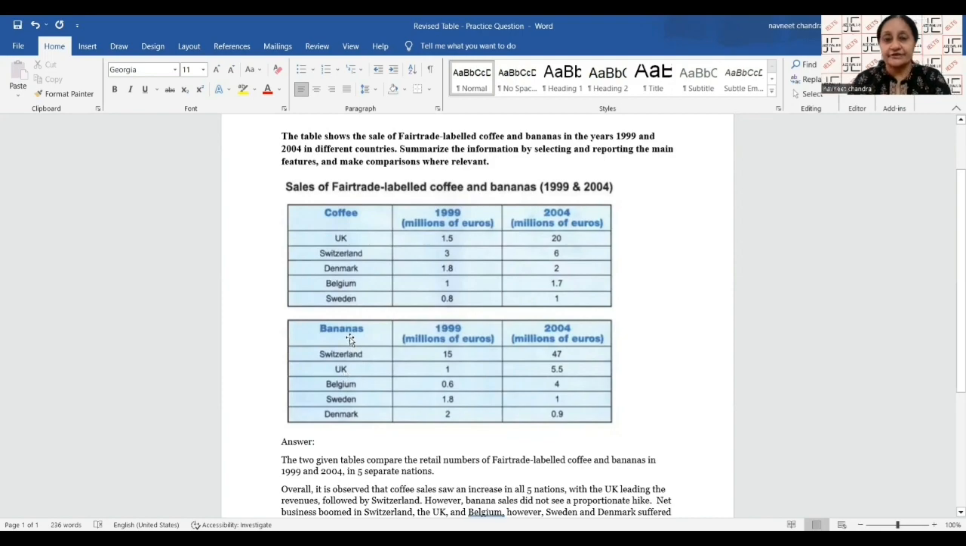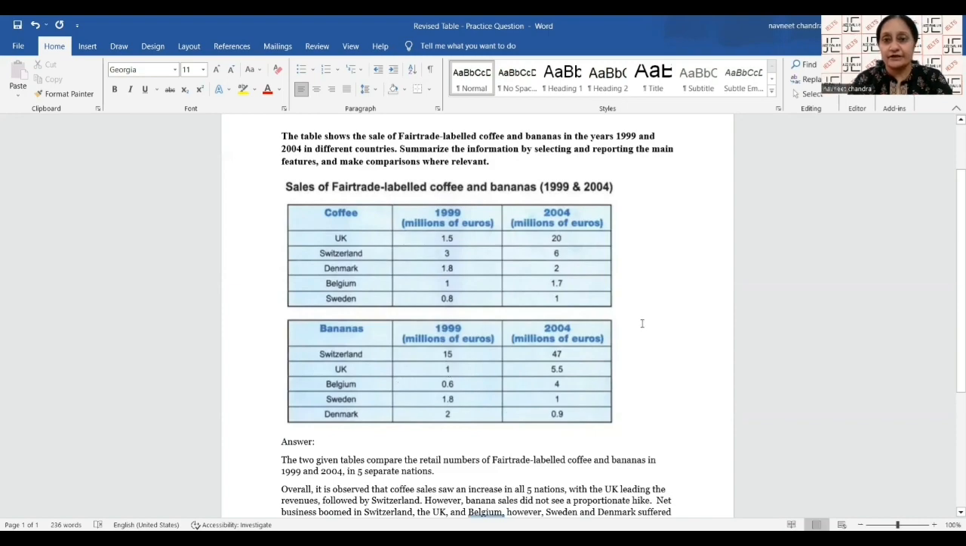In the same way, consider the second table, where we're talking about the sale of bananas. Switzerland again is making a huge profit. UK too, on similar lines. Belgium too, following the same. But there's a change here in Sweden and Denmark, where the sales have fallen down. So some losses are being incurred in these two countries. Otherwise, in the rest, there is a profit.